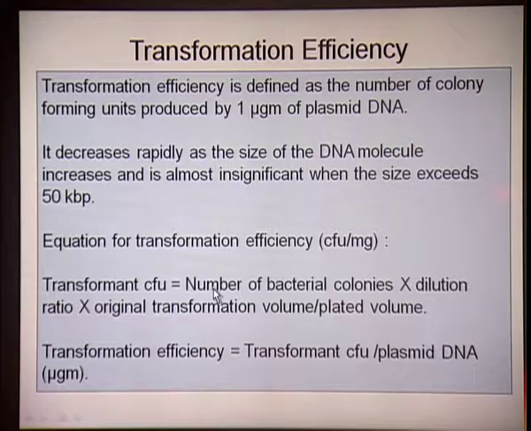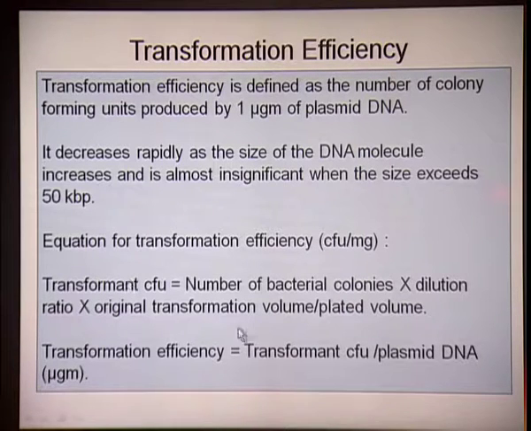First of all, we need to find out the transformant CFU, which can be calculated by multiplying the number of colonies that we get on the antibiotic plates by the dilution factor, and we also need to multiply it by the original transformation volume divided by the plated volume. And the final transformation efficiency is calculated by dividing the transformant CFU by the plasmid DNA.